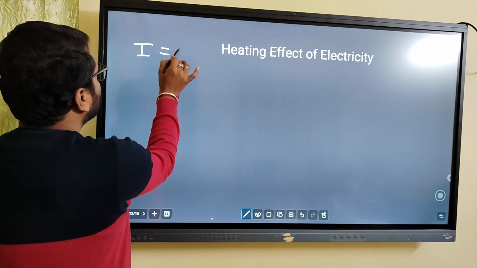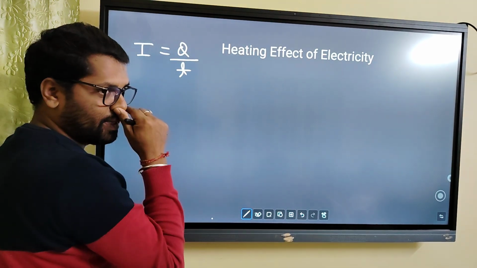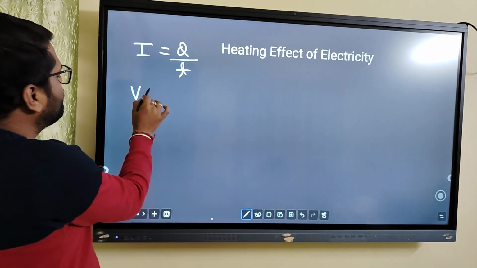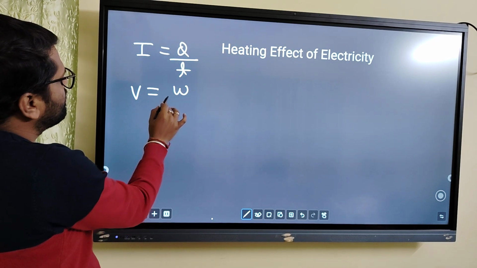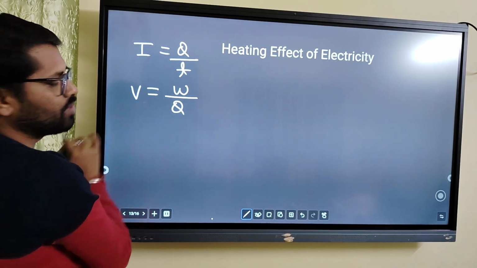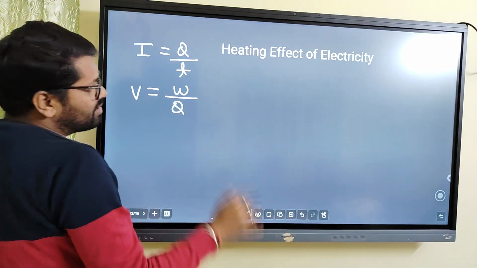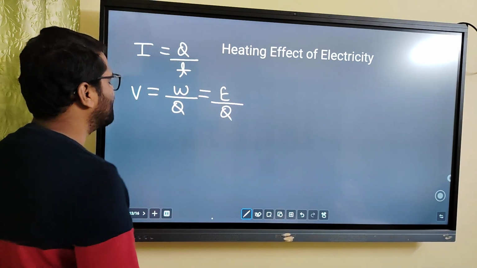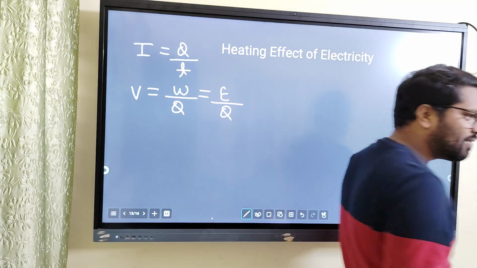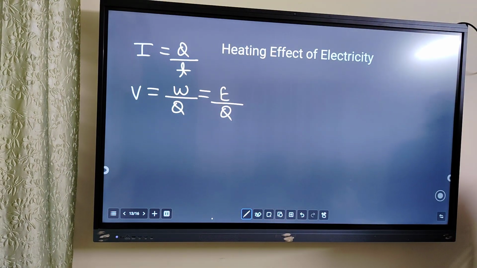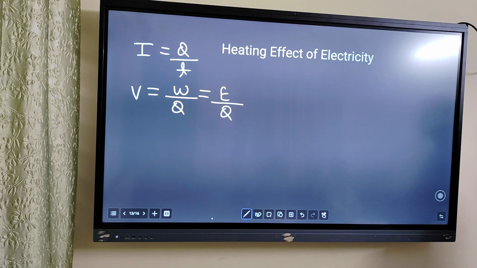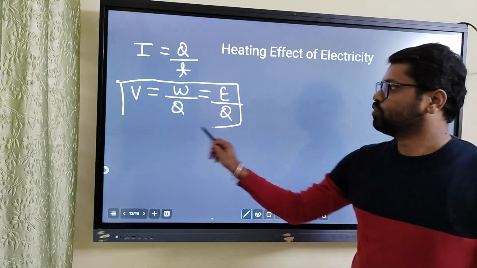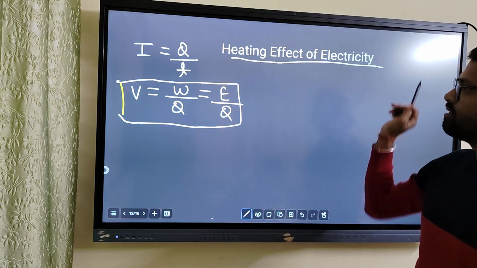What all formulas have we learned? I equals Q by T, right? This is current. Then what else? V equals W by Q, right? And we discussed that work can be replaced by energy. Energy and work are both the same, because the unit of energy is joule and the unit of work is also joule. Here we use this equation to derive the heating effect of electricity.